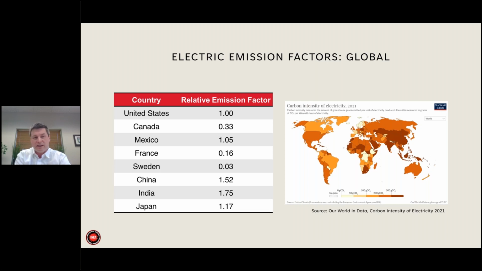I always find it fascinating. Japan is worse than the US because I think of them as cleaner, but they have to import a lot of liquefied natural gas to generate their power.